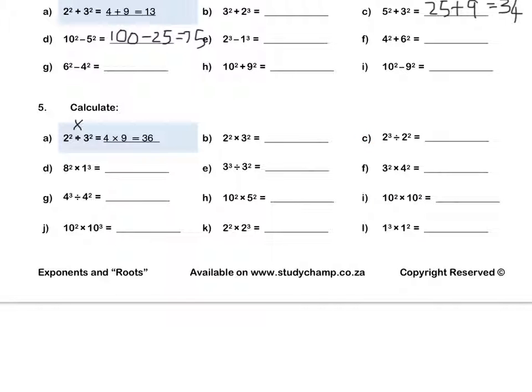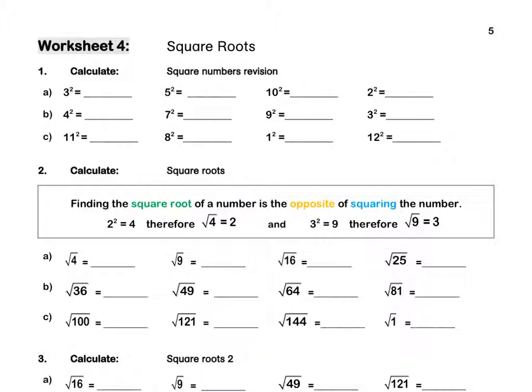Let's have a look at C. 2 cubed is 8, divided by 2 squared is 4, which gives us an answer of 2. Lastly, L. 1 cubed is 1, times 1 squared is 1, gives a final answer of 1. Press pause to complete question 5 by yourself. When you are done, use the memo to mark your answers. Worksheet 4. Press pause to complete question 1 by yourself.